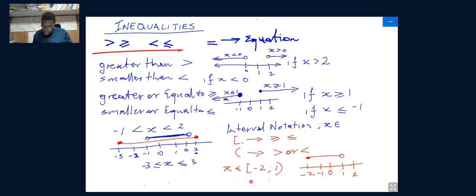It means here we have x greater or equal to -2, and we have x less than 1. This is what we are having.